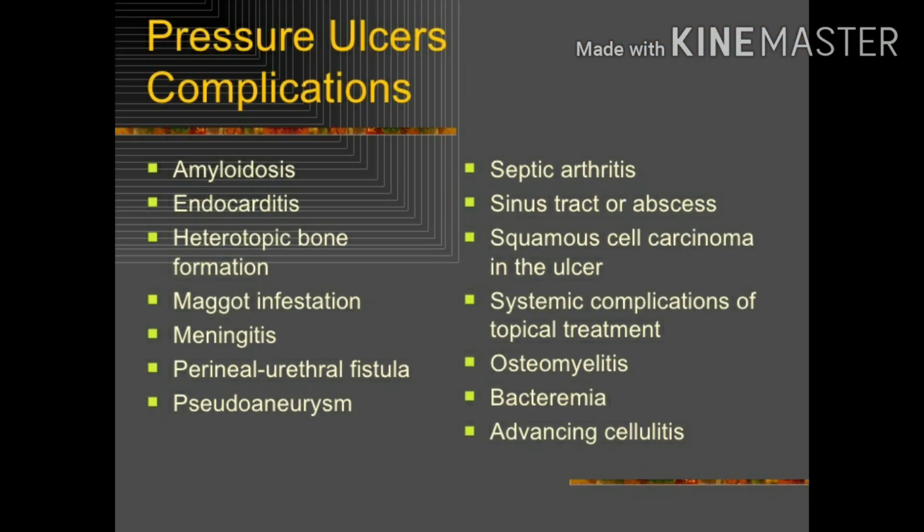There is a large list of complications associated with pressure ulcers, which can include endocarditis, heterotopic bone formation, maggot infestation, meningitis, perineal urethral fistula, pseudoaneurysm, septic arthritis, abscesses, squamous cell carcinoma, systemic complications of topical treatment, osteomyelitis, bacteremia, and even advancing cellulitis.